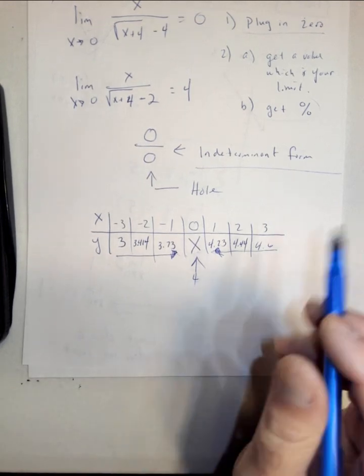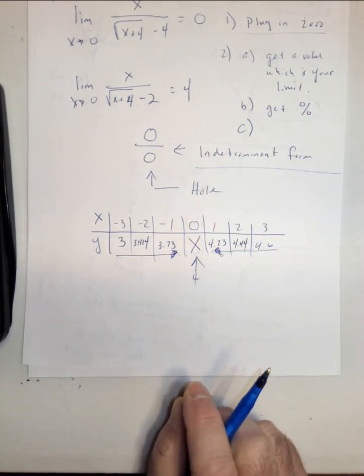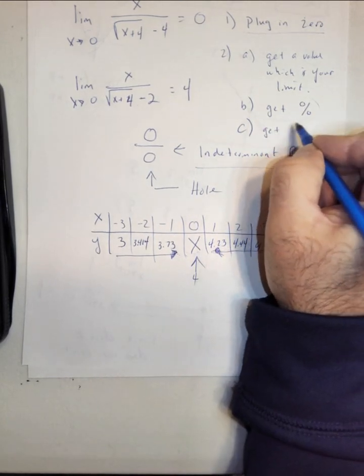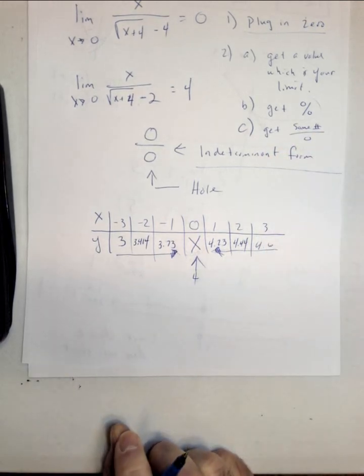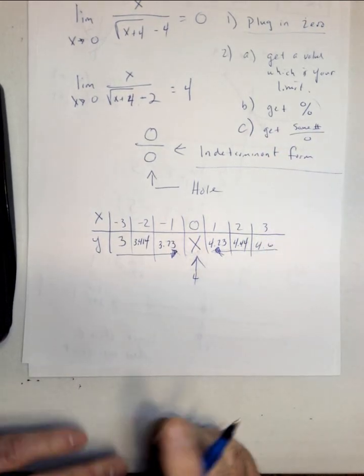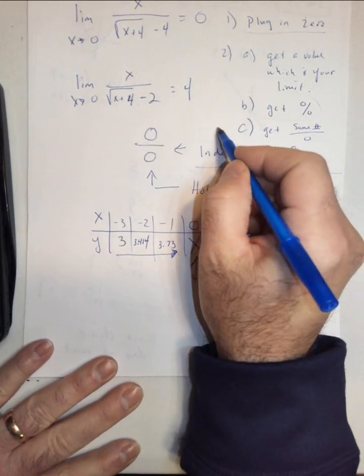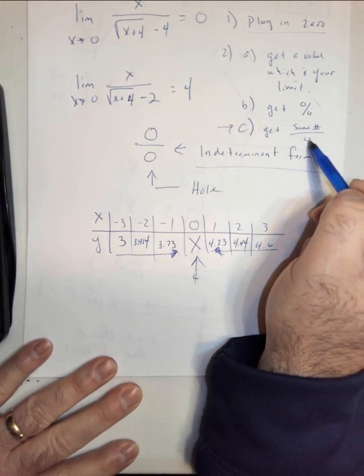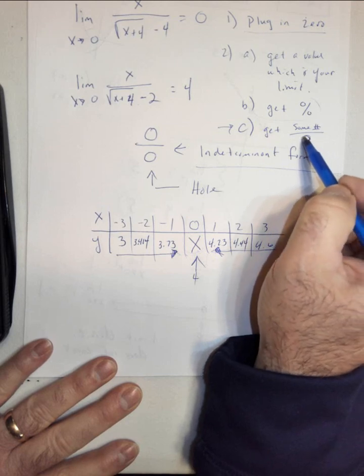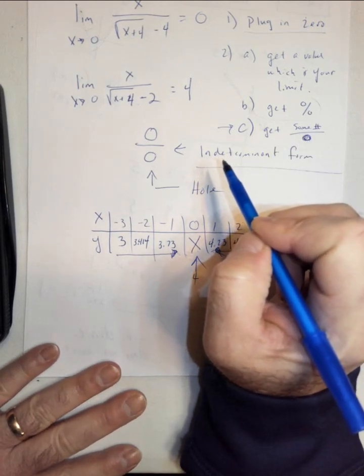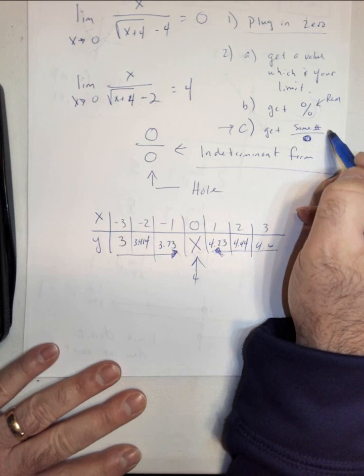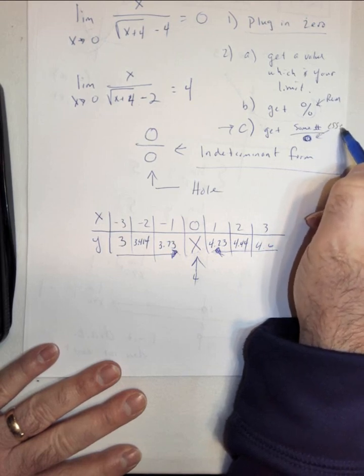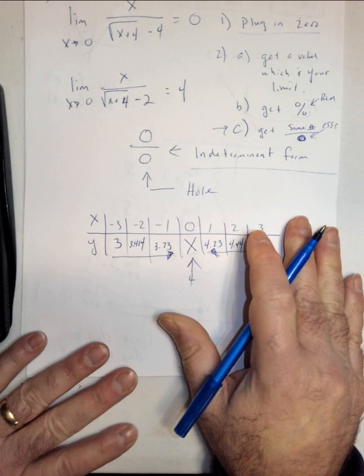Okay, so the third option up here, right? When we plug in the number, what else could we get? We could get some number over 0. So what happens if we get some number over 0? Remember there were two types of discontinuities. There were the removable, which is what this is, and then there was the essential.